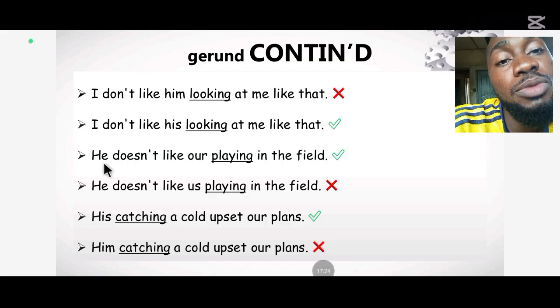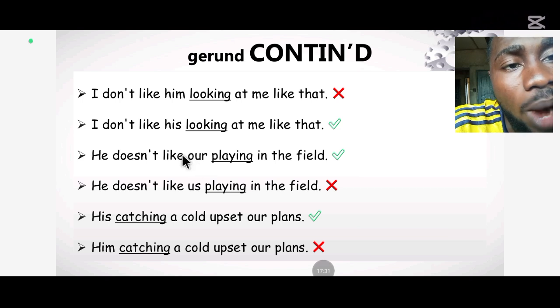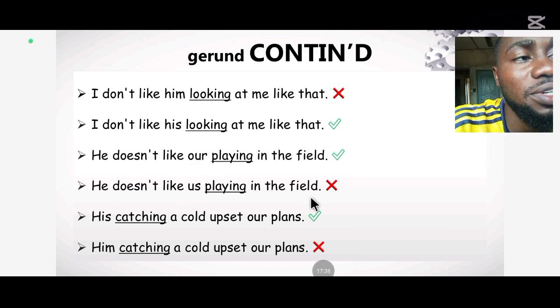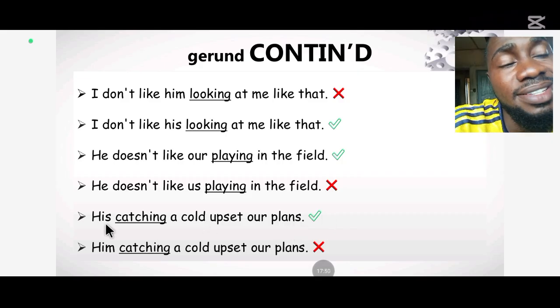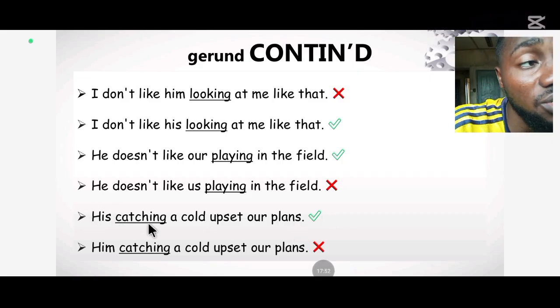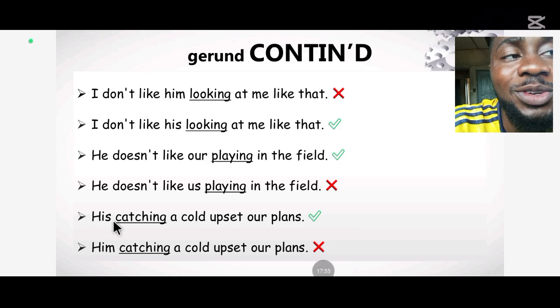Let's move on. He doesn't like our playing in the field. Correct. Possessive adjective before the gerund. Our, not us. He doesn't like us playing in the field. Wrong. This is not a possessive adjective. This is an indefinite pronoun. Hence, his cashing a code upsets our plans. Correct. His is a possessive adjective. Before the gerund, put a possessive adjective and not an indefinite pronoun.